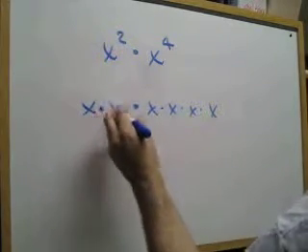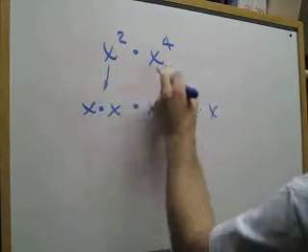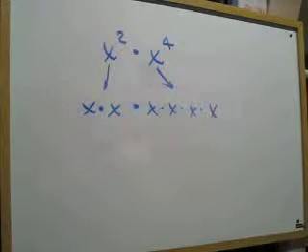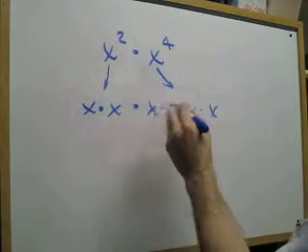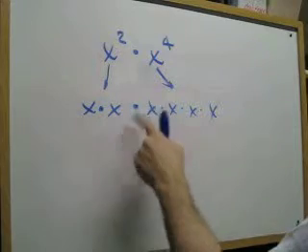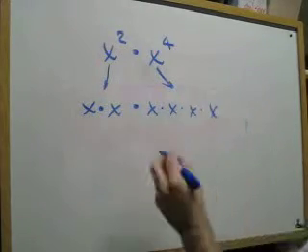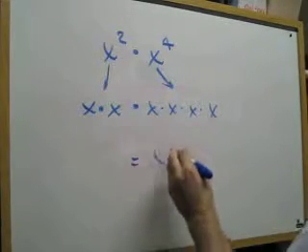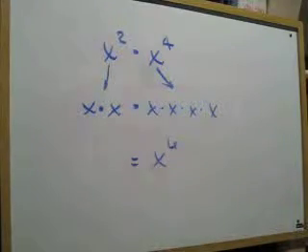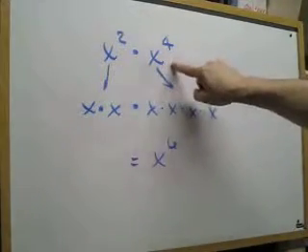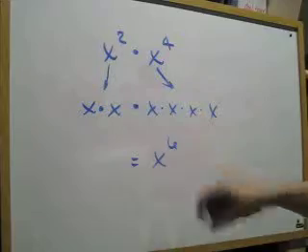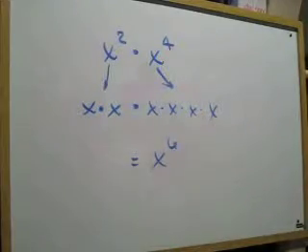X times x is that one. X times x to the fourth is that one. So when we multiply all of these x's together, x times x times x times x times x times x, we have 6 x's. So when we multiply x squared times x to the fourth, we get x to the sixth power. So that brings us to our property.